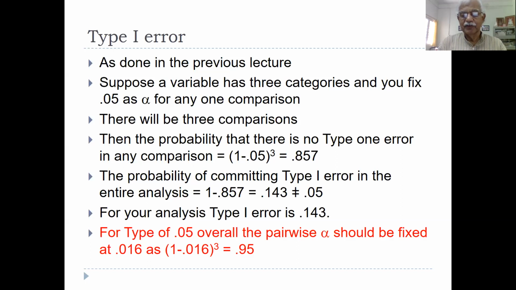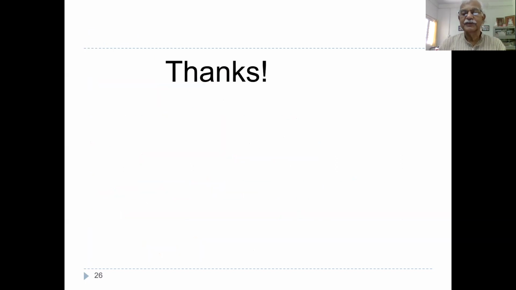So for each comparison, when you are using t-test pairwise, for each pair you must fix type 1 error at 0.016. If you fix type 1 error of 0.016 for each pair, then for the entire analysis your type 1 error will be 0.05.